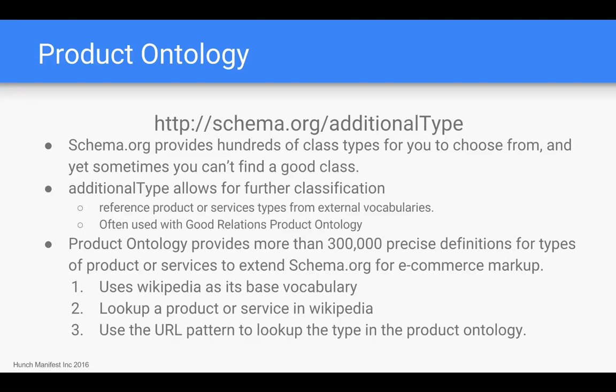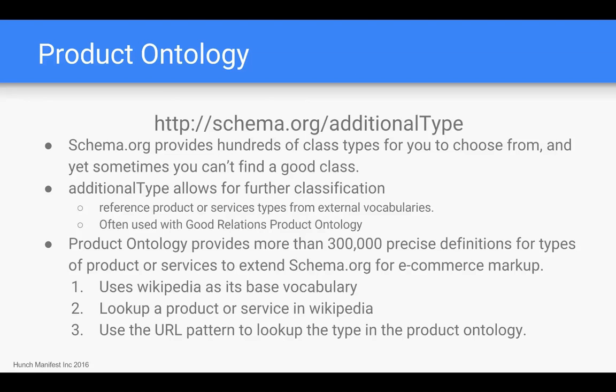Another concept here is the product ontology, and this can be used with the additional type. So Schema.org has hundreds of classes for you to choose from, and yet sometimes you can't find a good class. If you're talking about a more specific concept or a service or a product, it may not cover all of the needs you require. So the additional type property is available for all the things in the Schema.org vocabulary, and you can use it to reference other ontologies or vocabularies.